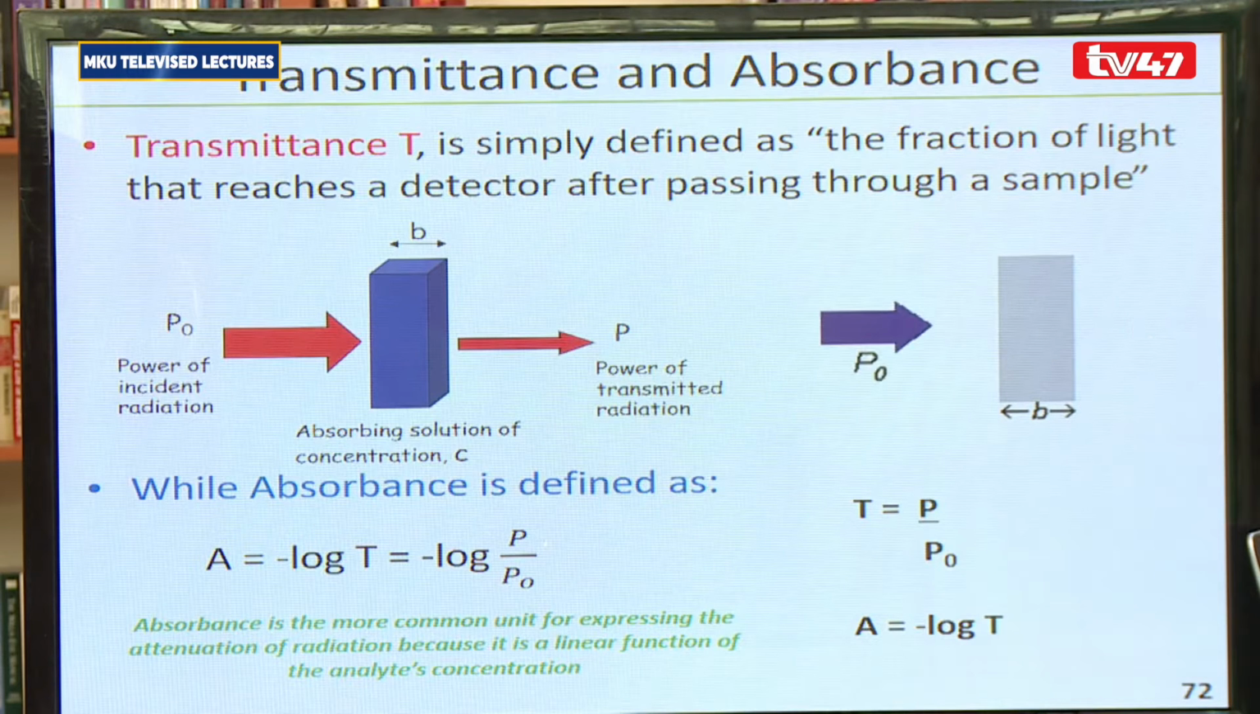And so now we define absorbance as the negative logarithm of P, the transmitted radiation, over P naught, the incident radiation. And we are saying that T, which is transmittance, is the fraction of light that reaches the detector after passing through the sample. In other words, T is going to be equal to P, the transmitted radiation, over P naught, the incident radiation. And again, absorbance is the negative logarithm of transmittance.